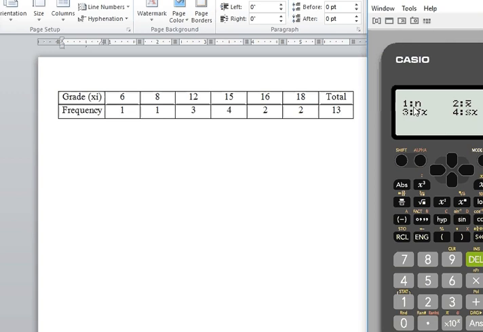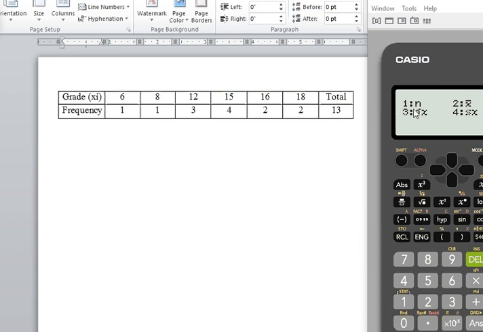For number 1, n means the total frequency. For number 2, x bar is the mean. And for number 3, this is sigma x, or in other calculators you have sigma n. Okay, this is the standard deviation. And this one, number 4, we will not use it. Okay, so we'll use 1, 2, 3. Number 1 is for the total frequency.